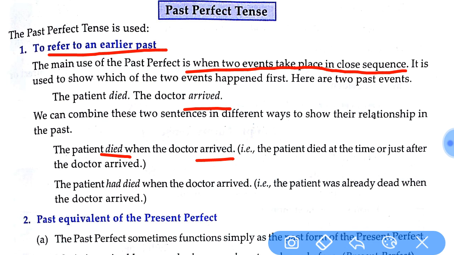So we can write it in a form that the patient had died when the doctor arrived. So arrived is the simple past tense and had arrived is the past perfect tense. The patient was already dead, to show that the action was already over when the doctor arrived.